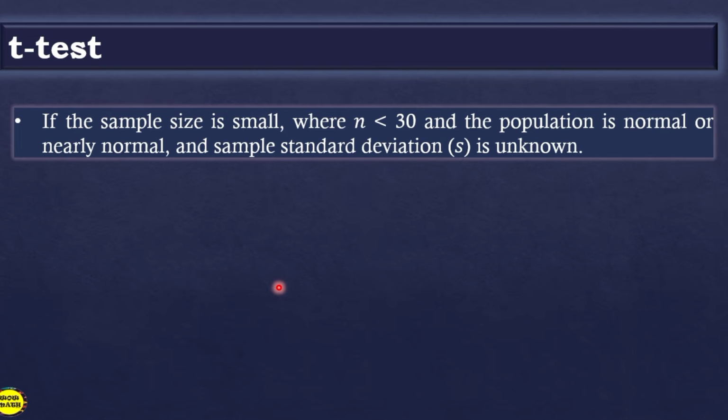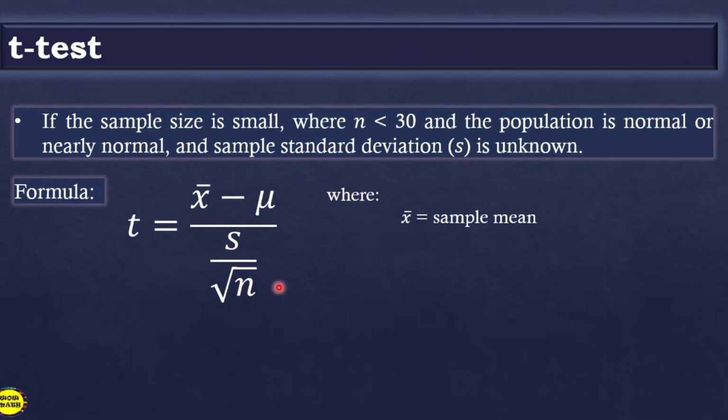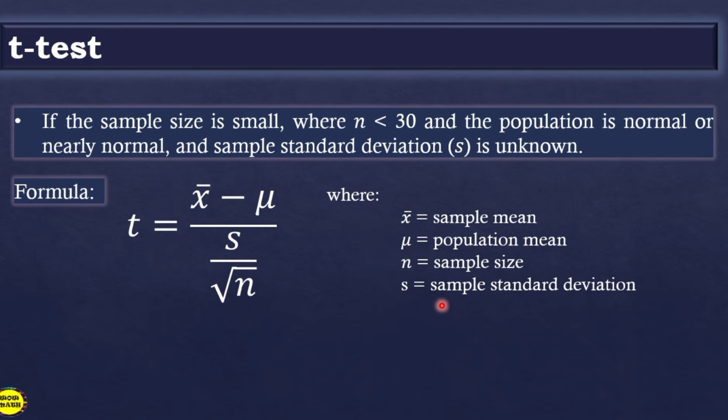So if the sample size is small, gagamitin natin t-test, where n is less than 30 and the population is normal or nearly normal and the sample standard deviation is unknown. Using the formula, x bar is the sample mean, mu is the population mean, n is the sample size, and s is the sample standard deviation. In t-test, we have the degrees of freedom, where df is equal to n minus 1.